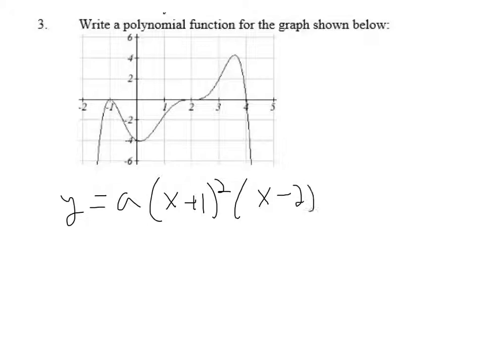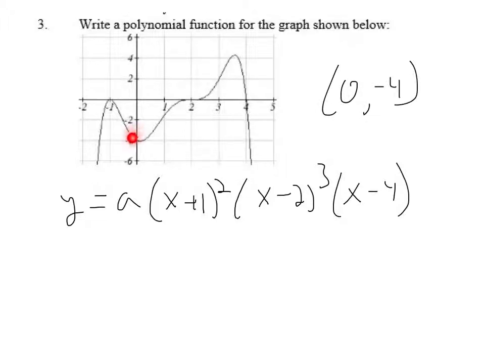I mean, it could be a fifth power root, but we'll keep it easy and call it a triple root. So x minus 2 cubed. And then that last fourth degree, when x equals 4, it's a single power root. And then I've got this y coordinate of 0 and negative 4. That will let me decide on the a.